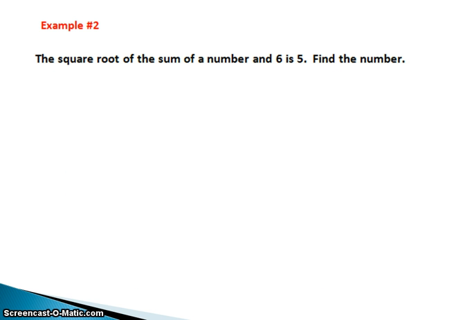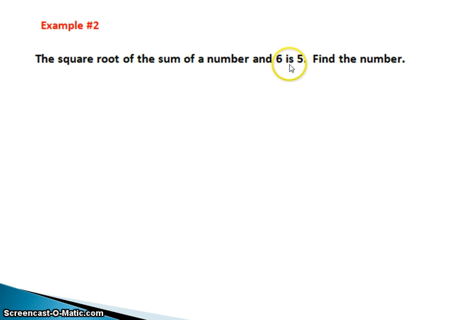Our second word problem, you are not given the equation. You have to come up with the equation. Now it says that the square root of the sum of some number and 6 is 5. Find the number. So, all right, now sum suggests that I'm going to be adding some unknown number, x, and 6. And I want to find the square root of x plus 6.